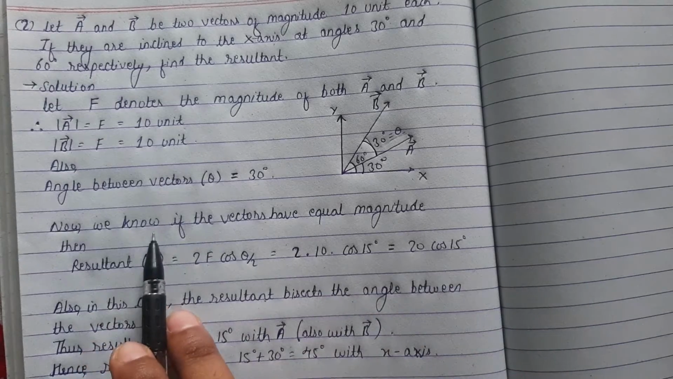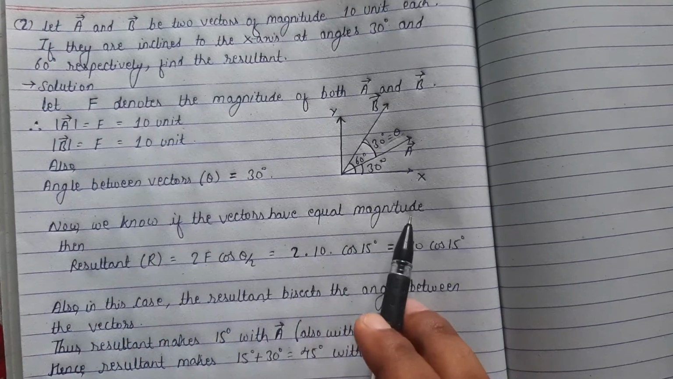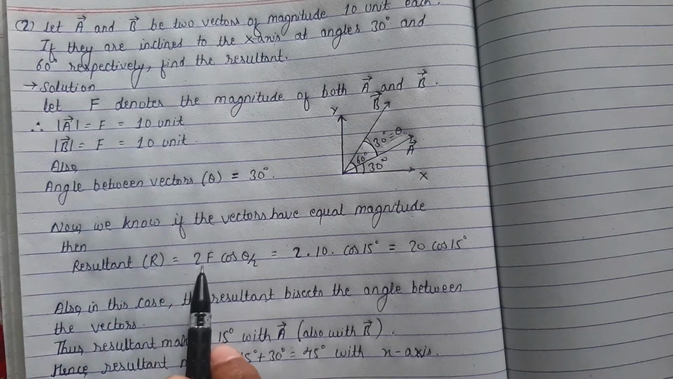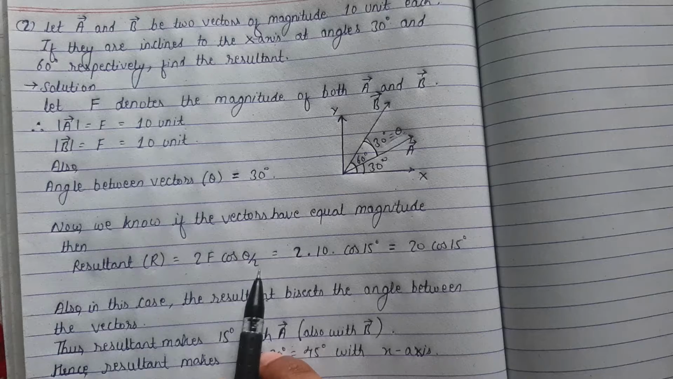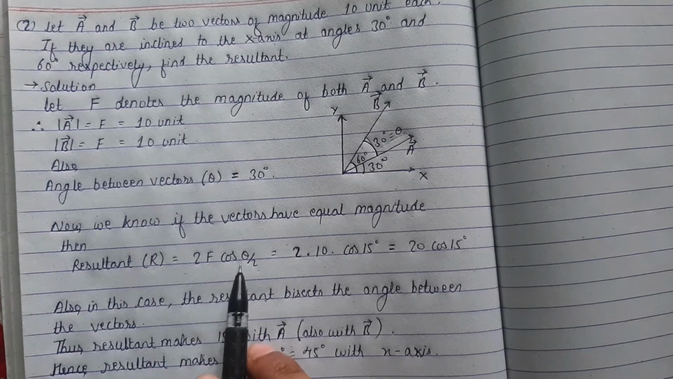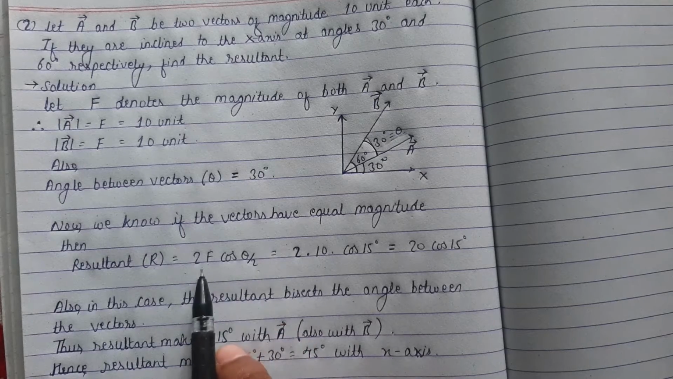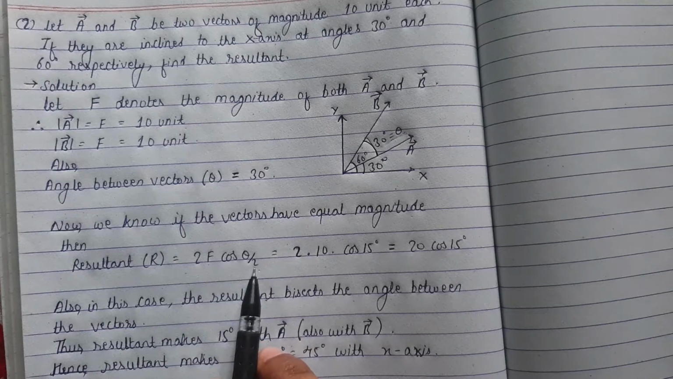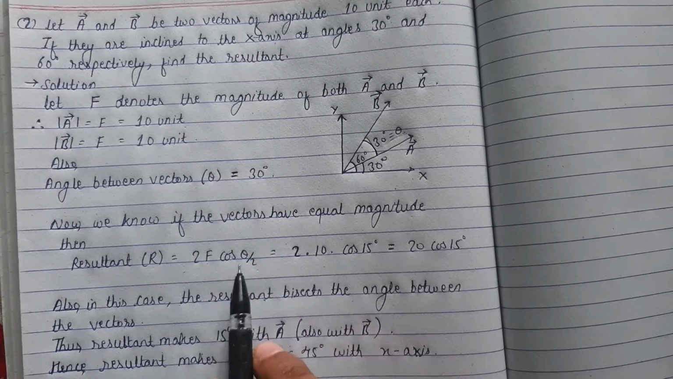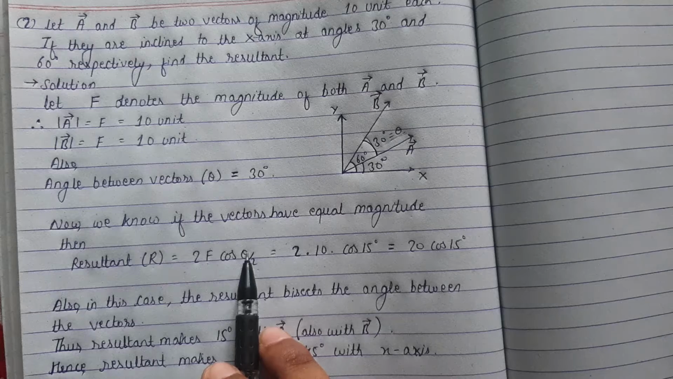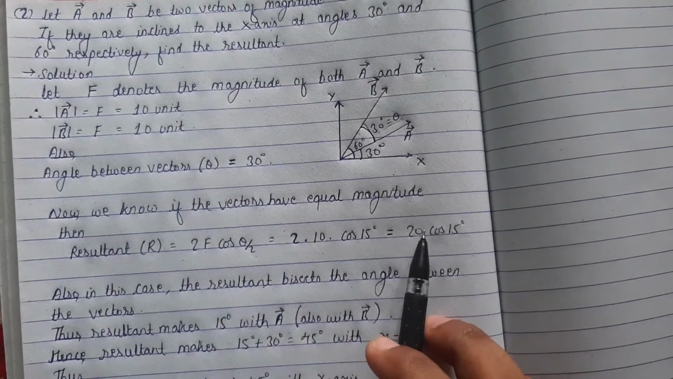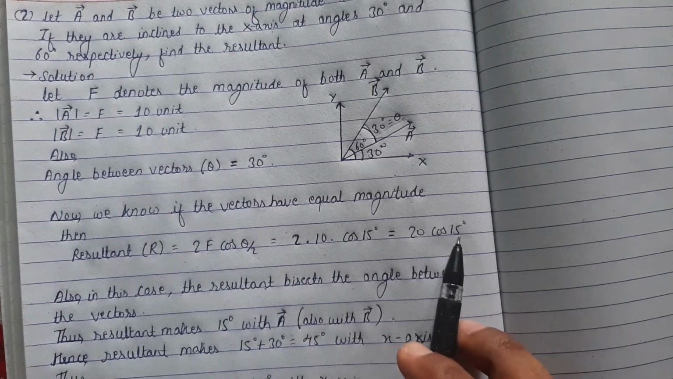Now we know if the vectors have equal magnitude, then the resultant can be obtained by the formula 2F cos theta by 2. Here 2 times F, which has the value 10 unit, times cos theta by 2, where theta is 30 degree divided by 2, equal to 15 degree. Therefore, the magnitude of the resultant is 20 cos 15 degree.